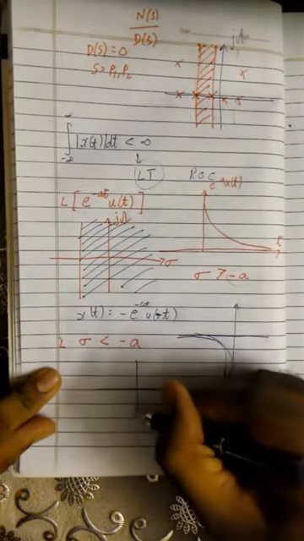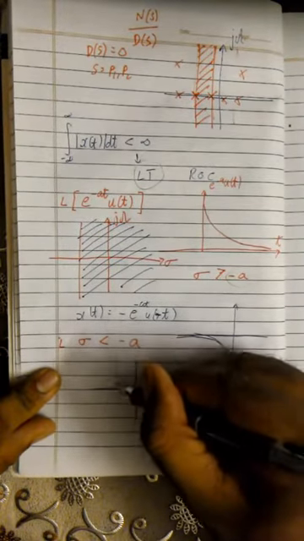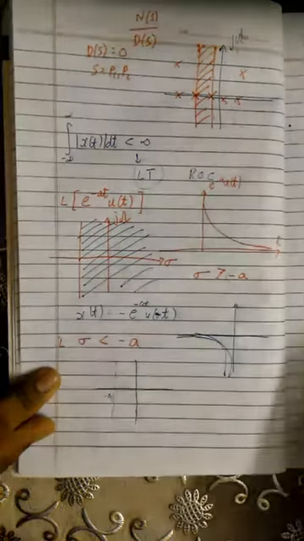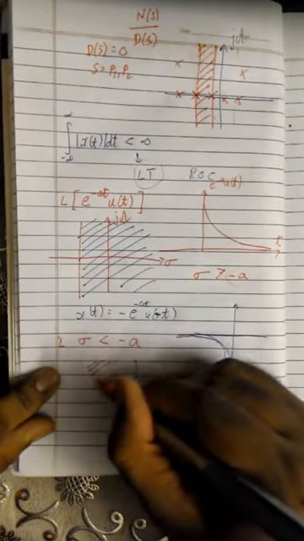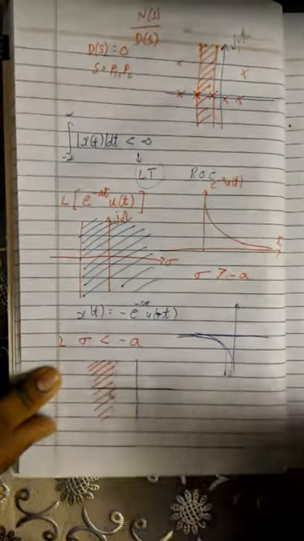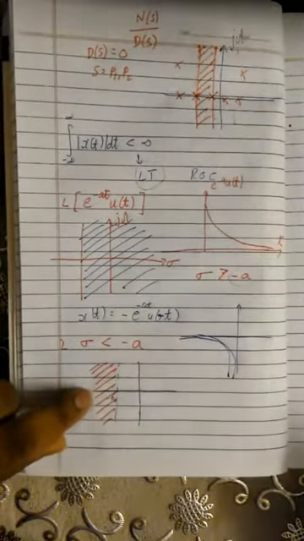This is the ROC that you got. That is the graph. If this is minus A, then the ROC is in this format. Okay. This is the second problem that you did. This is the answer that you got.